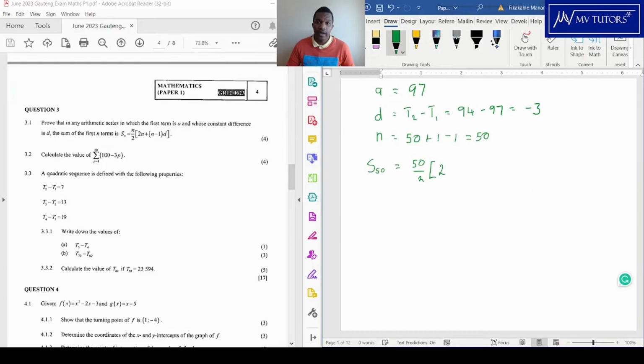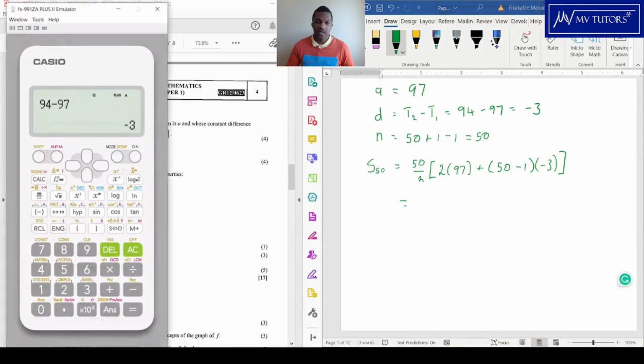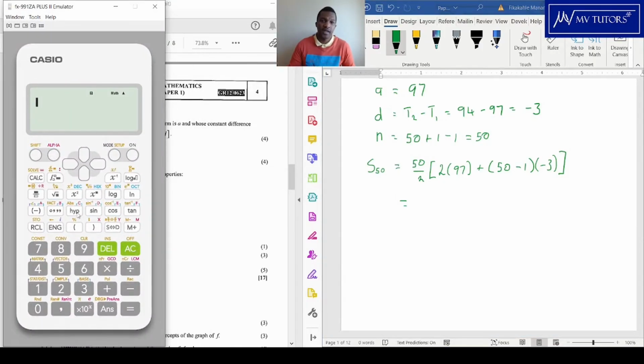2 times a. What's our value of a? It's 97 plus n. n is 50 minus 1, and d is minus 3. Close that bracket. Okay, I want to put all of this into one bracket, once, in a calculator. Let's see if I can.